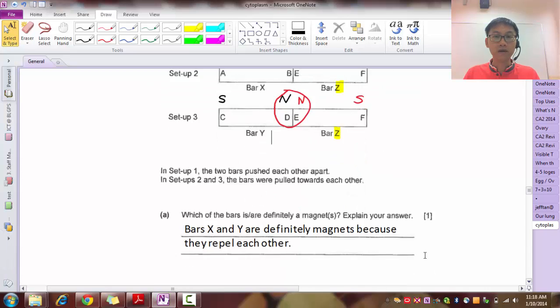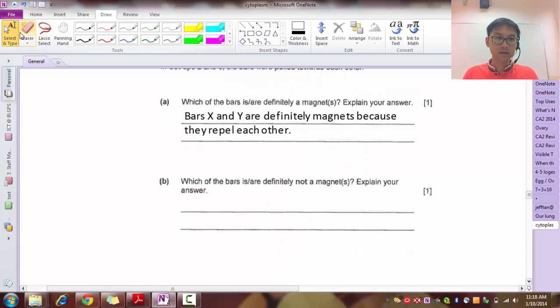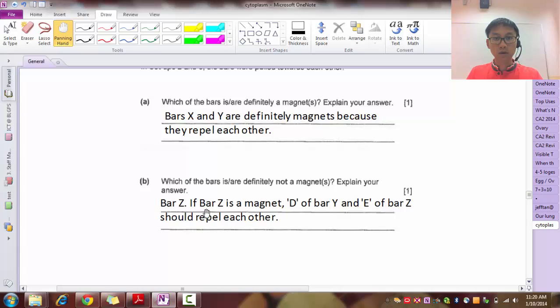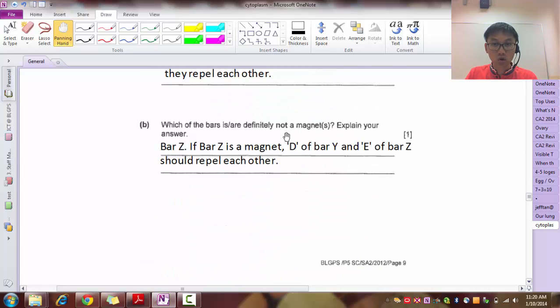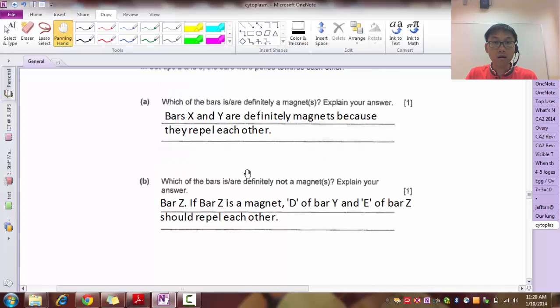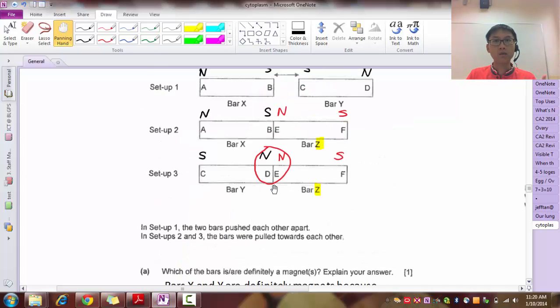So a lot of things. How are you going to write your answers? Check this out. If bar Z is a magnet, D of bar Y and E of bar Z should repel each other, but they did not. So that proves that Z is definitely not a magnet. Another way of explaining is, if Z is a magnet, this shouldn't happen. In both setups, it attracts. That means in one setup, it should repel.